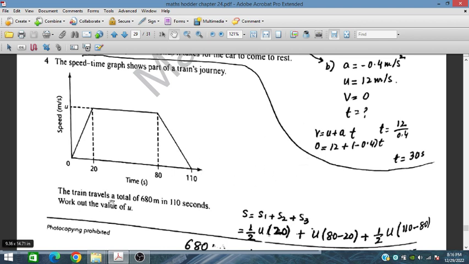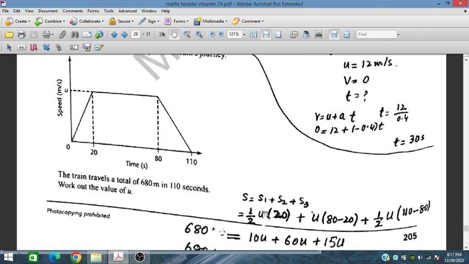The train travels a total distance of 680 meters. The whole area is given as 680 meters in 110 seconds, this total time. Work out the value of u. We have to find the value of u, that is the speed.